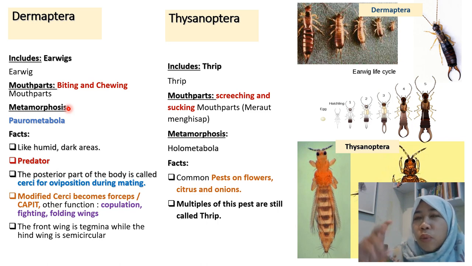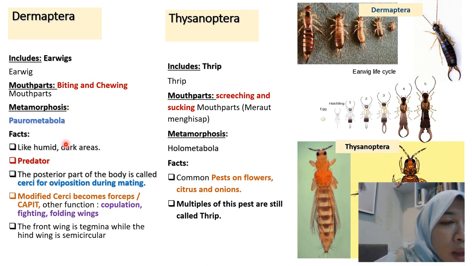The change from instar 1 into instar 2 is characterized by molting. Okay, all of the Dermaptera insects are predators. And this is a really unique part in the abdomen. In the posterior part of the body, there is like a forceps. It's called cerci. It's for oviposition during mating.